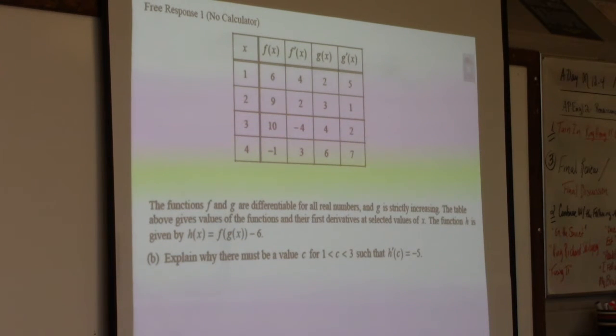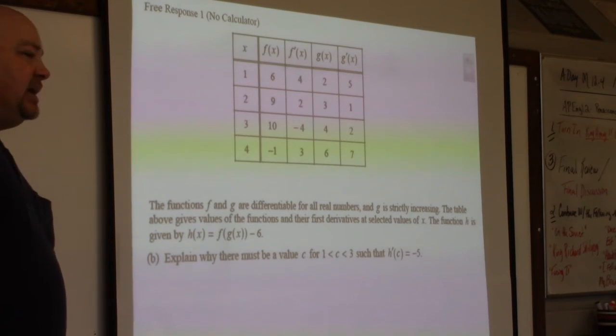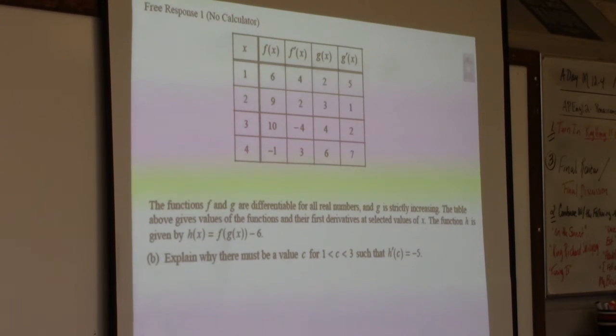All right, part B, same problem. Says explain why there must be a value c on the interval from 1 to 3 such that h prime of c equals negative 5, sorry. Now, what should this one kick off? Again, we've got h prime of c. When you see a derivative like that, one of the first things you need to think about is the mean value theorem.